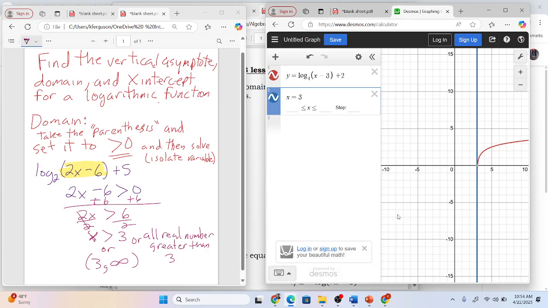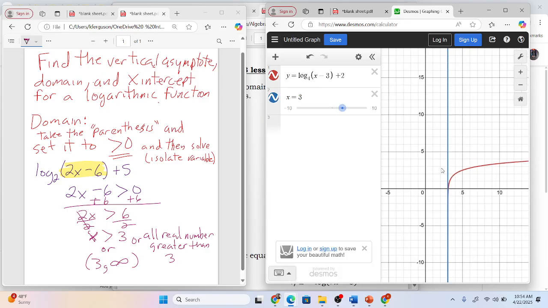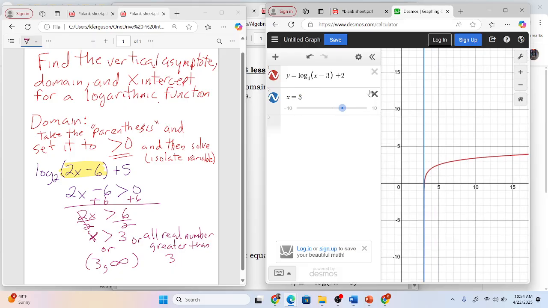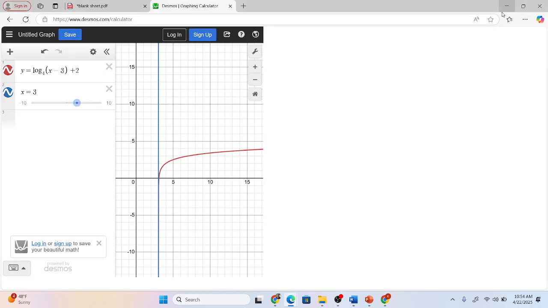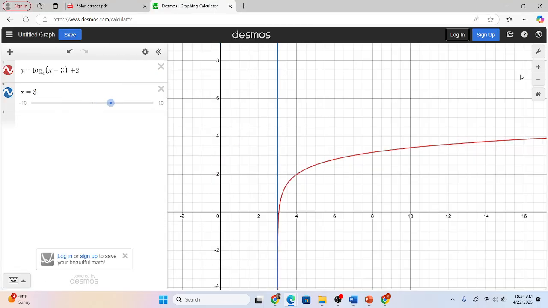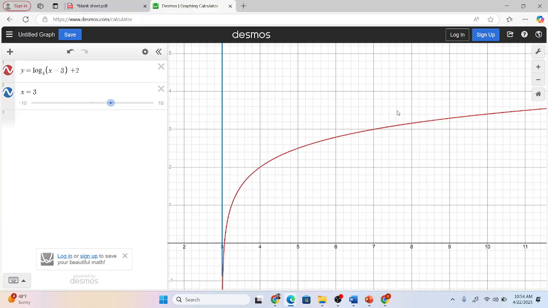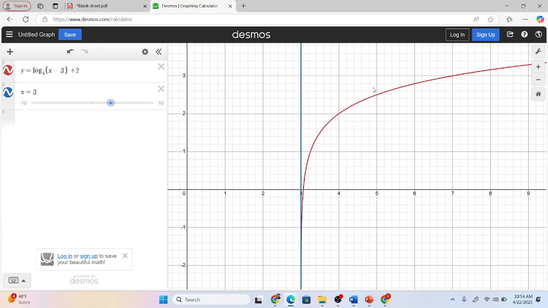Okay, so let's look. That red curve right there, that's my graph for y equals log base 4 of x minus 3 plus 2. But the vertical asymptote line is x equals 3. That's that blue line that's right there.